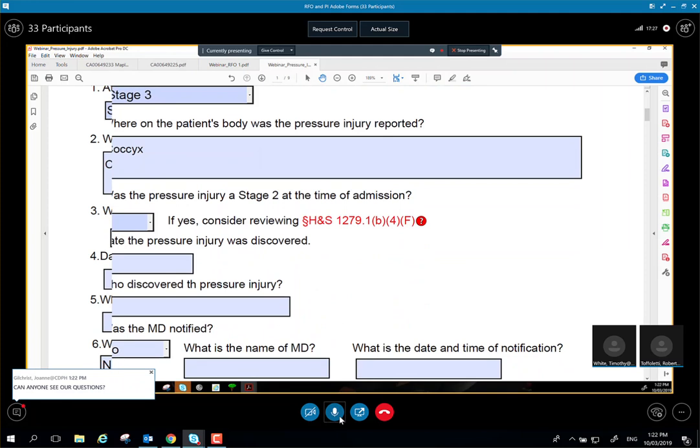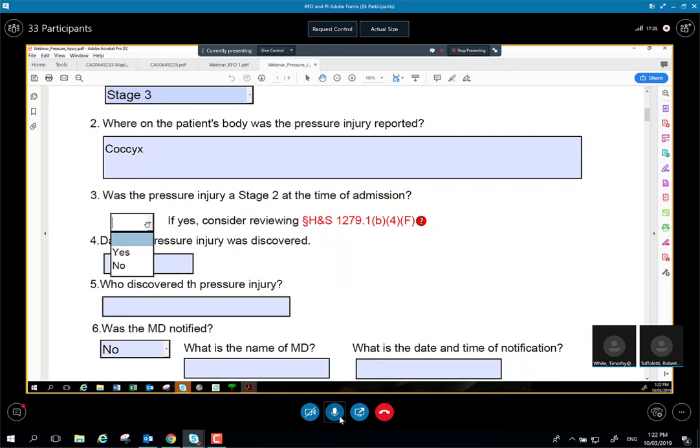When we get to this question, was it a stage 2 at time of admission? If we say yes here, then we're done with the investigation, and we go to the end and say that it is not substantiated, and you're finished, because if it was a stage 2 on admission, then it is not an adverse event. And Roberta, we might want to put something here that says that. Yeah, so it will be after question 3. If yes, consider reviewing safety, and this is not considered an adverse event.